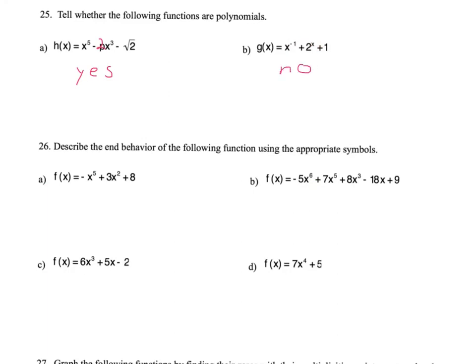For number 26, we want to describe the end behavior of the functions. And we want to make sure that we double check that they are in standard form. And they all look like they are because the highest exponent is first. So for A, we have a negative leading coefficient and an odd exponent, which means that the arrows will go in different directions, but it will start up and end down. So it rises left and falls right.